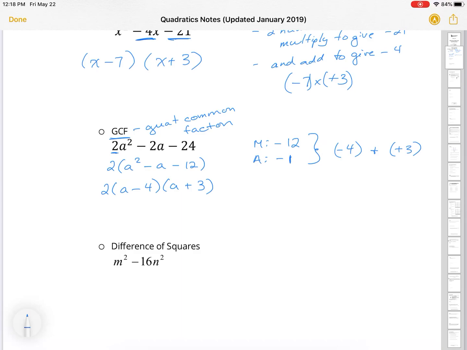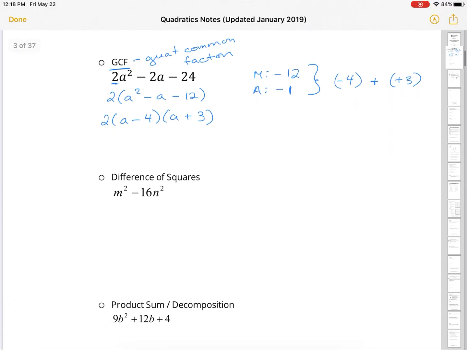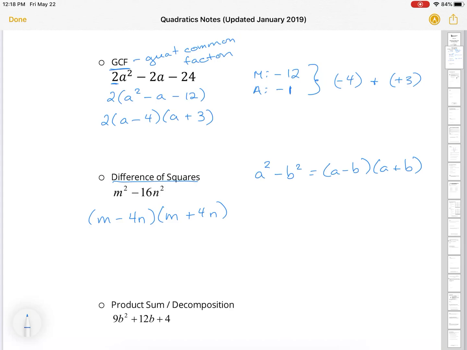That is a slogan. Now, my favorite factoring is the difference of squares. So that follows the pattern a squared minus b squared is equal to a minus b times a plus b. Okay, so if you have two terms, both of which are a perfect square, and they're separated by a minus sign, this will follow the pattern for difference of squares. So here we'll get m minus 4n. That's the square root of each of those terms, and then m plus 4n.